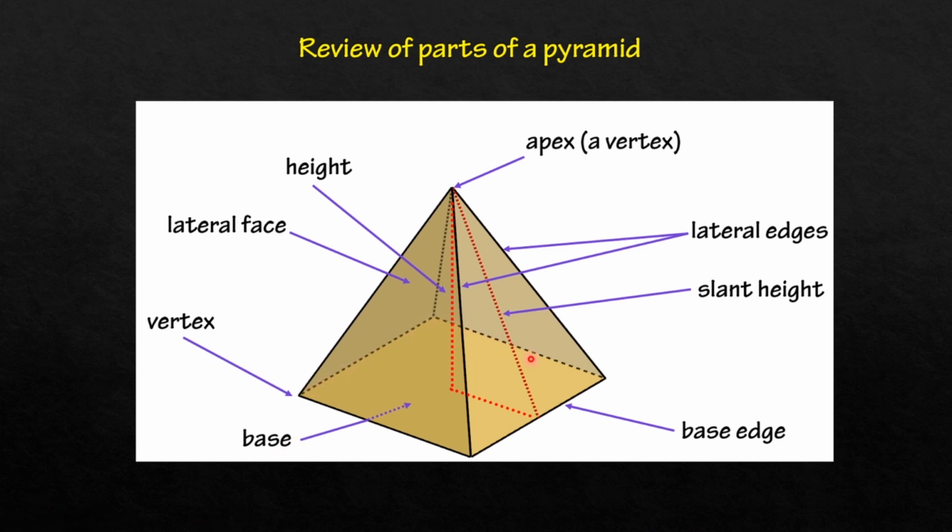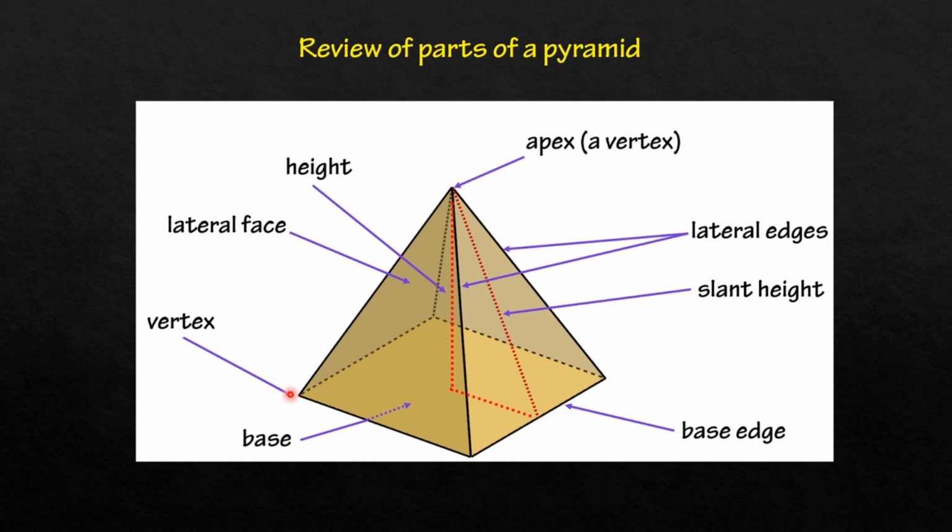Here we have the base, which is a square base. We have 4 lateral faces, which are the faces of the pyramid. We have the lateral edges, which are the edges of the pyramid. We have base edges, which are the edges around the base.